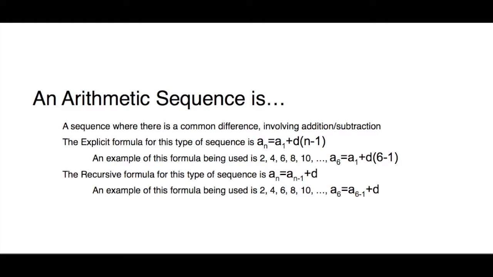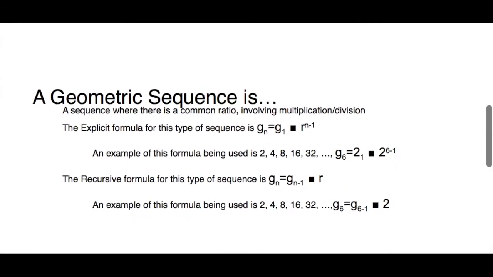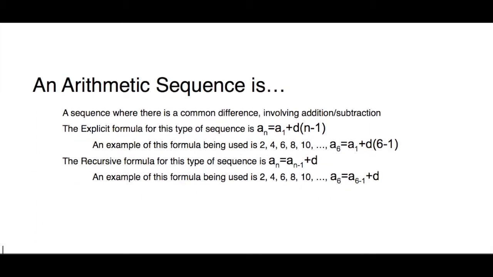There are two types of formula that go with each type of sequence. There's the explicit formula, and there's the recursive formula. The explicit formula is: a_n equals a_1 plus d times (n minus 1).